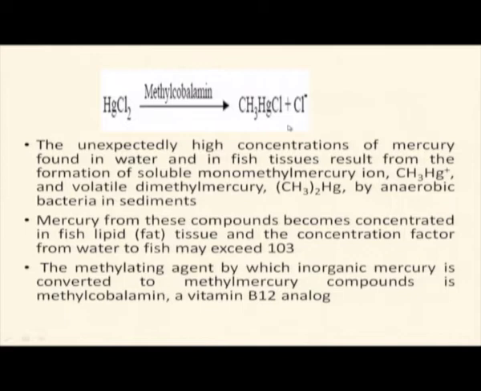This incident is normally referred to as one of the well known environmental episodes, or environmental disasters, in environmental chemistry. The unexpected high concentration of mercury found in water and in fish tissues results from the formation of soluble monomethyl mercury ion, that is this species, and volatile dimethyl mercury. Not only monomethyl, there is a possibility of dimethyl mercury, which is volatile, usually formed by anaerobic bacteria in sediment, at the bottom part. That is very important.